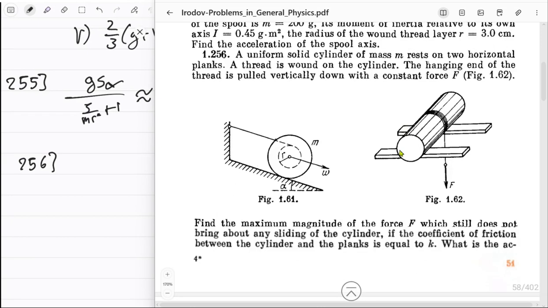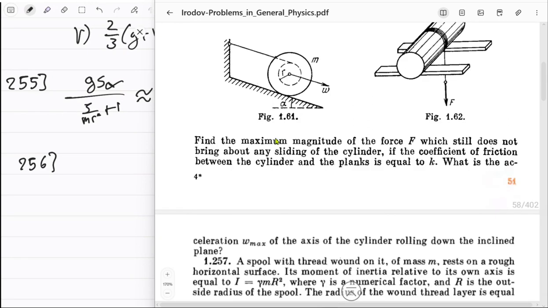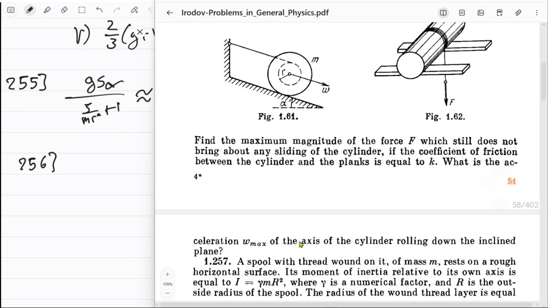Fine. Horizontal planks, but anything about the friction or whatever? No, nothing. Fine. Find the maximum magnitude of the force F which still does not bring about any sliding of the cylinder. So, okay. If the coefficient of friction between the cylinder and the plank is equal to K, what is the acceleration W max of the axis of the cylinder rolling down the inclined plane? What?